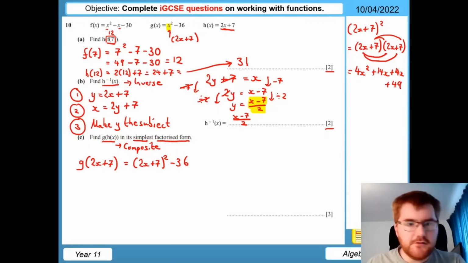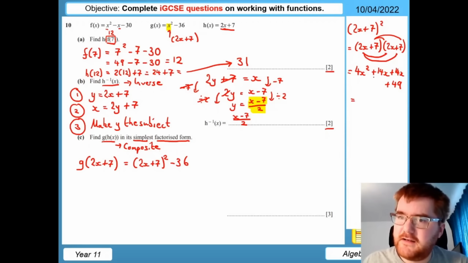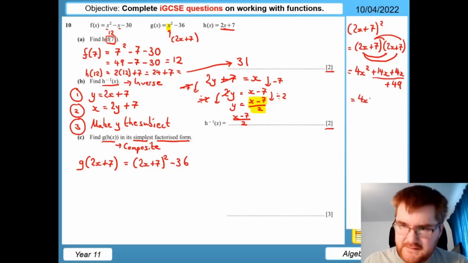And before I copy this across to down here, let's just collect the like terms. So we have 4x squared, we leave that alone. 14x plus 14x is 28x. And then we have the 49 as well. So I'm now going to copy that across to our calculation. So we get 4x squared plus 28x plus 49. And don't forget the minus 36. So let's just simplify this down. So we have 4x squared plus 28x, and 49 minus 36 is plus 13.